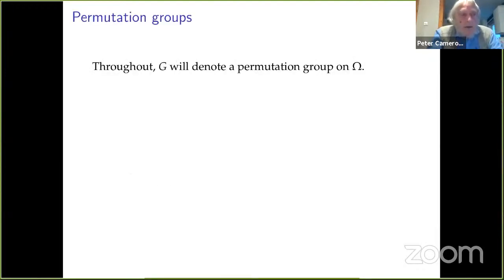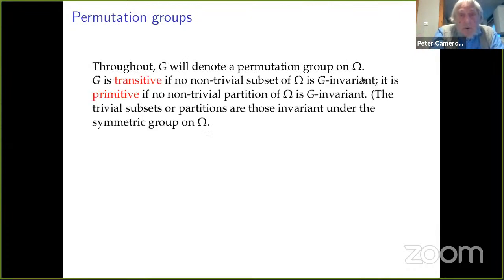So I need to indulge you with a little bit of permutation groups first. This may not be everybody's taste, but we have a finite set omega, and we have G, a group of permutations on omega. That means a subgroup of the symmetric group on omega. And we call the group transitive if you can map any point of omega to any other. So there's no proper subset. You never get trapped in a proper subset of omega. You can always escape by some element of the group.